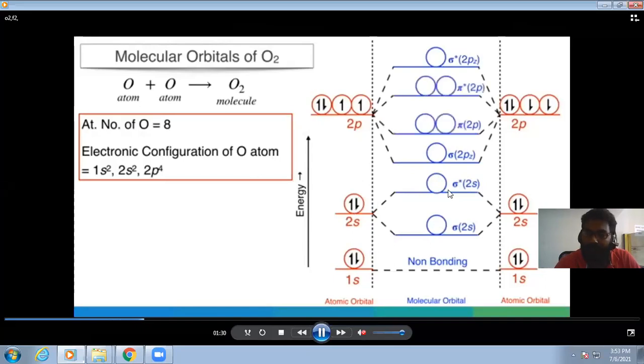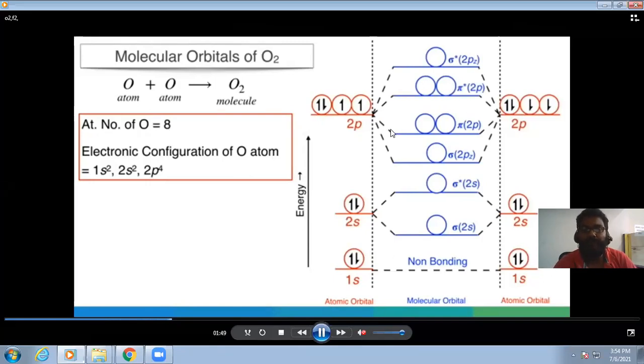Next, the remaining electrons fill the antibonding orbital. Here, in the antibonding orbital, first 4 electrons are filled. 2 electrons are settled here, and the remaining 2 electrons are settled here. So 2 electrons are bonding and another 2 electrons are antibonding.